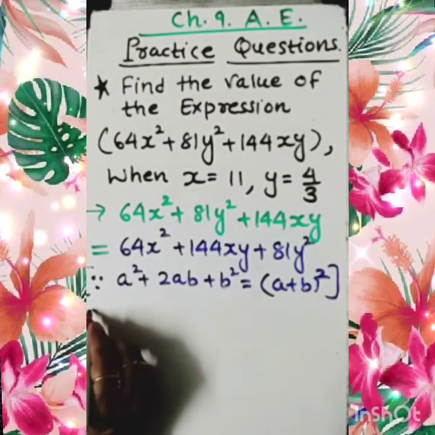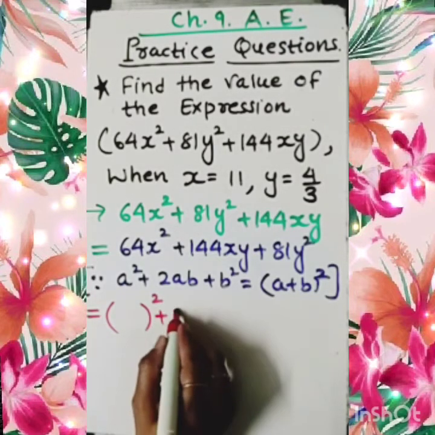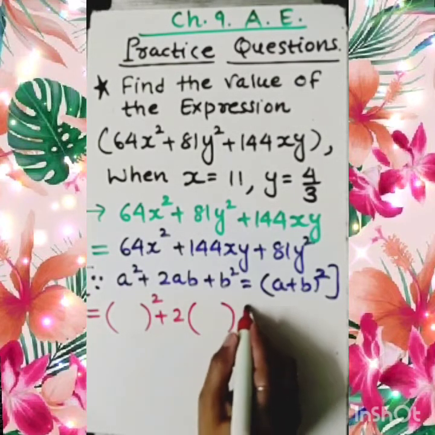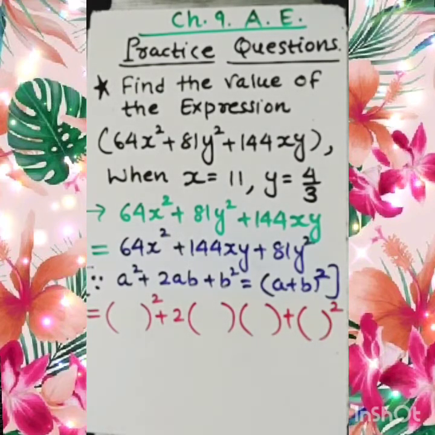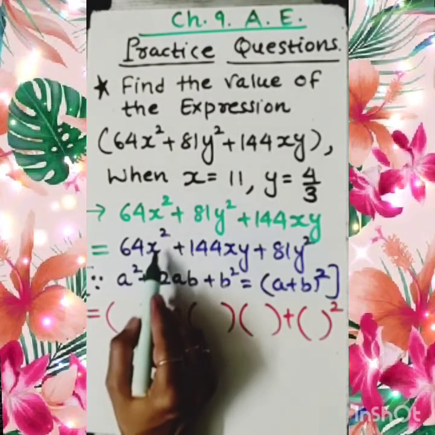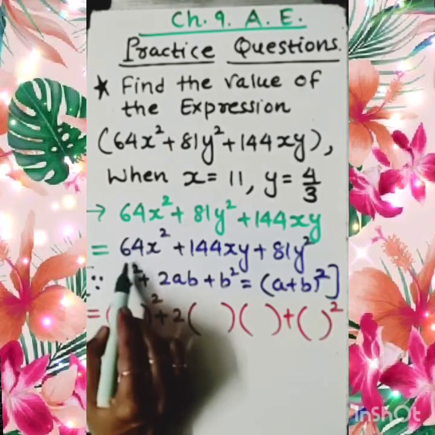So my dear student, here if I apply this identity, then I need to mention here a square plus 2ab plus b whole square. Fine. Now, how to compare with that? Look at the first term. First term is 64x square. Can you tell me what is the square of 64?